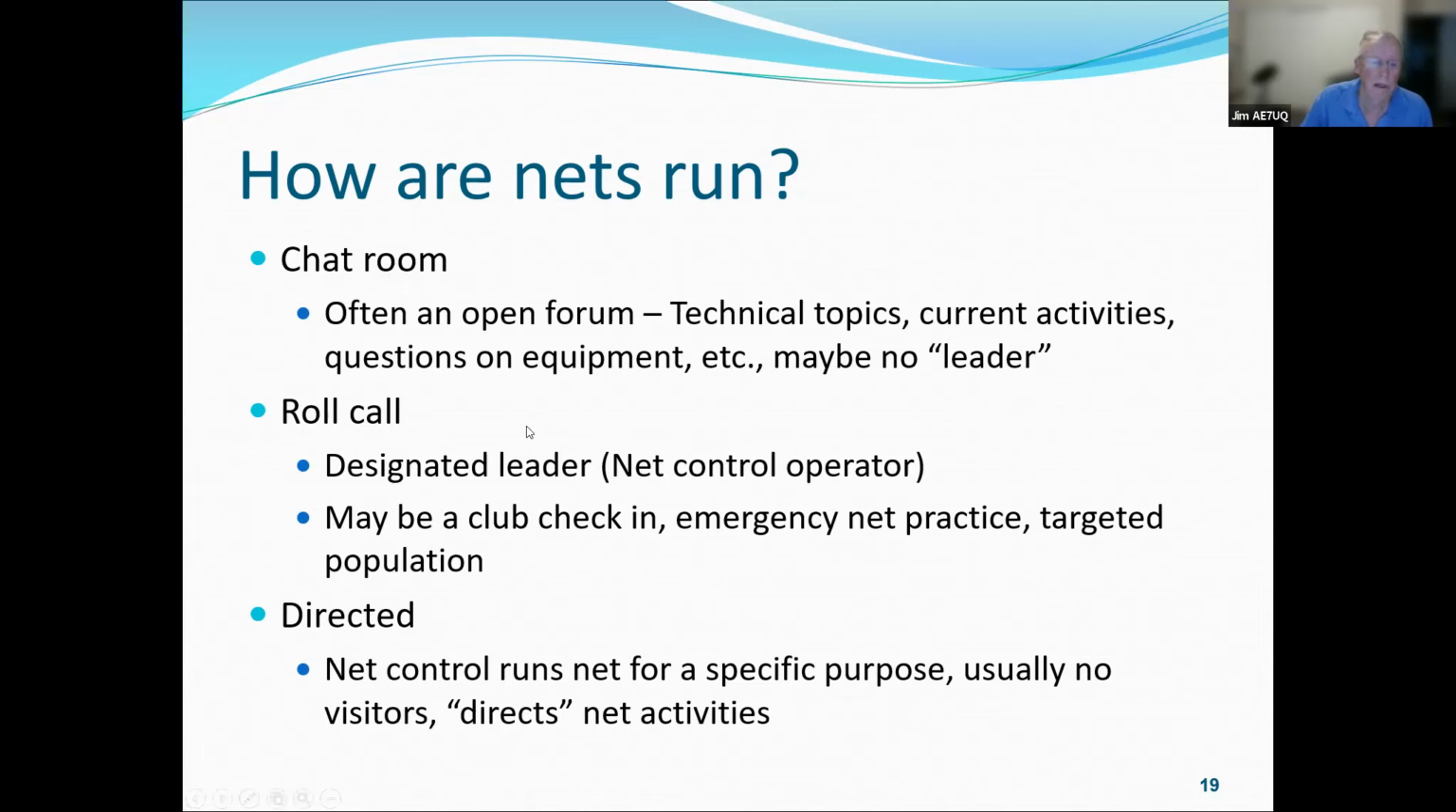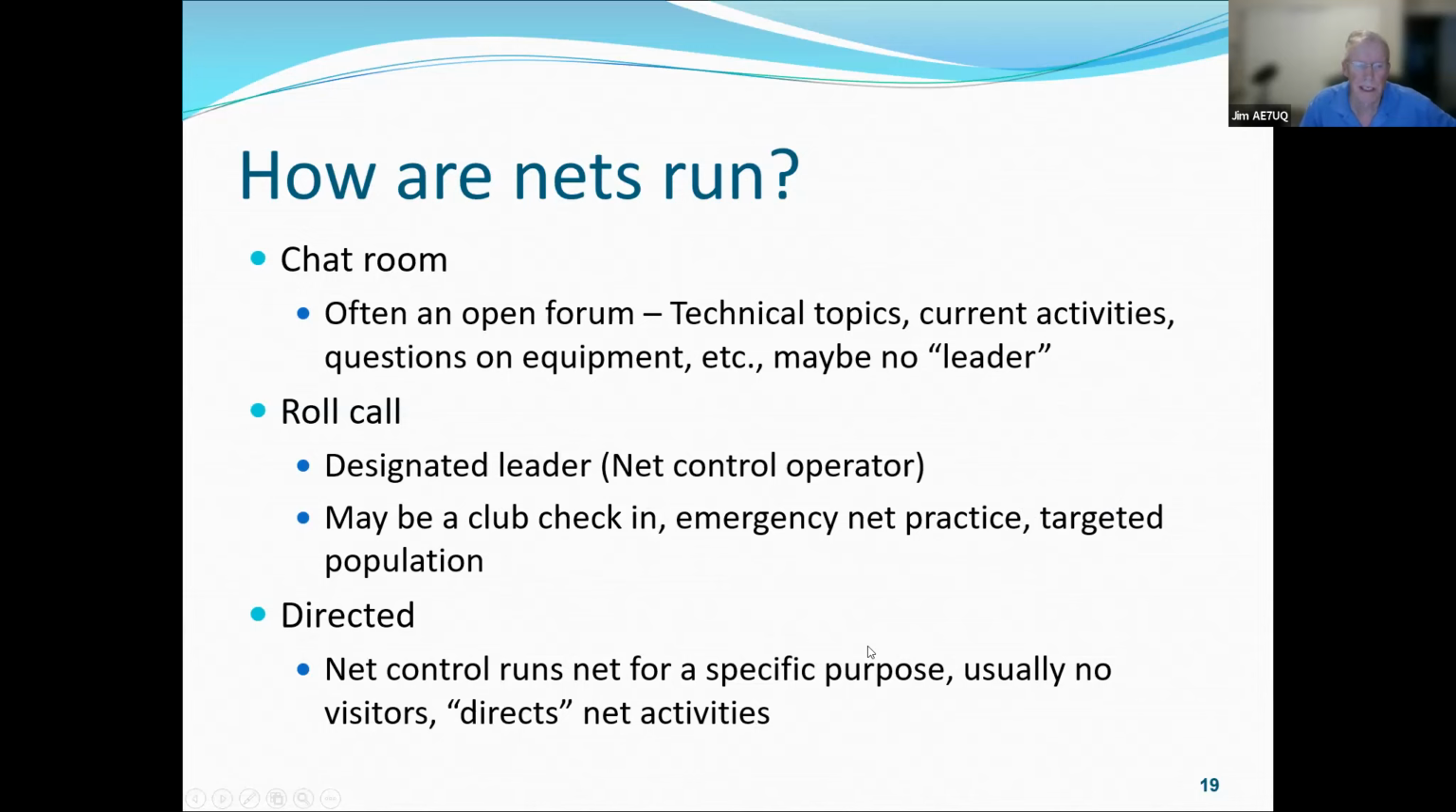It can be a roll call net. In other words, just checking in who's available. A lot of the emergency practice nets are roll call. If a local emergency radio group has 12 members, they might just run through the list of all 12 members to see who's there for the day. And in those cases, you'll have what we call the net control operator, somebody running the net. It could be just a club check-in. A lot of the emergency net practices are like that, or it can be a specific population or group of hams that you're trying to look at.